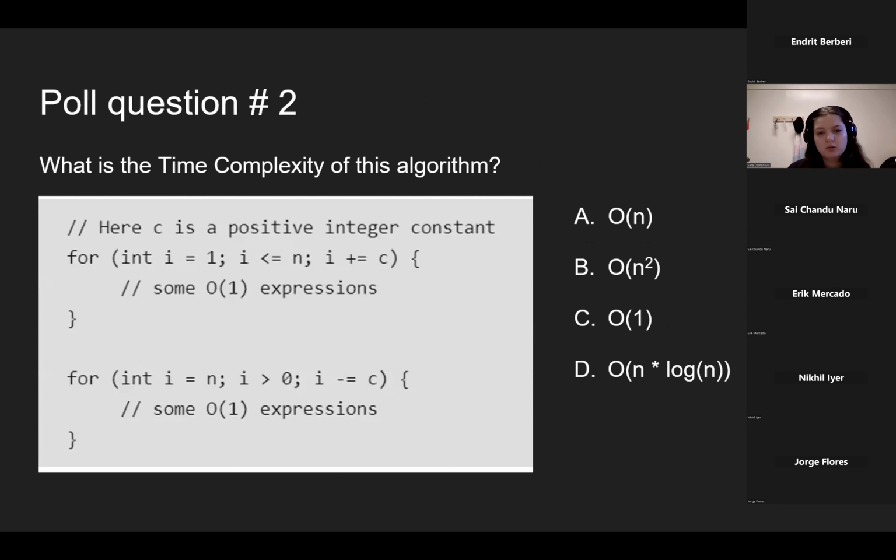Okay, poll question number 2. Just drop in the chat which one you think is right of these 4. So what is the time complexity of this algorithm? We have a for loop that executes n times and is incremented by some constant c, and it has some O of 1 expressions here. Or we have a for loop that starts at n but decrements by the same constant.